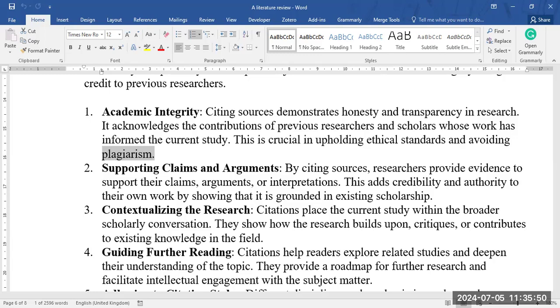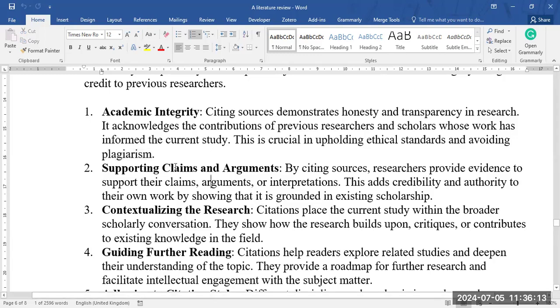That means even if you write it in your own words, the idea is another person's idea, so you have to acknowledge that idea. How can you acknowledge? You have to give a citation. I will explain the citation, and I will show you one research article. When you read that research article, you can understand it.